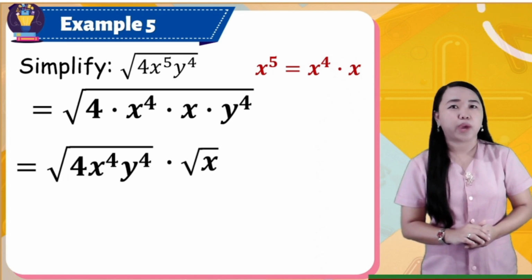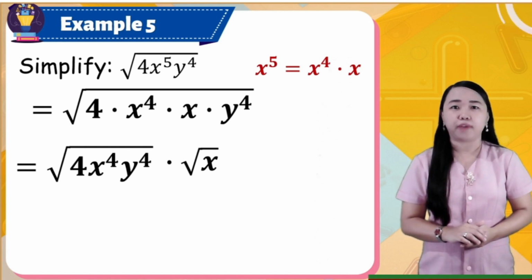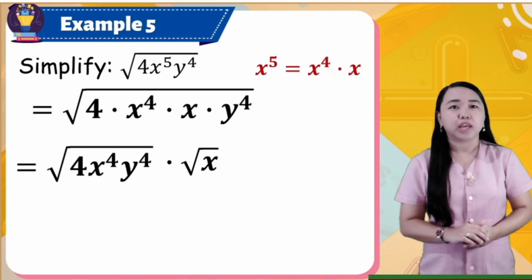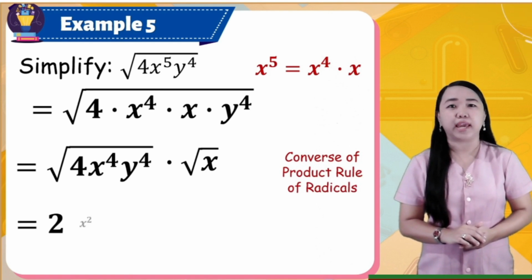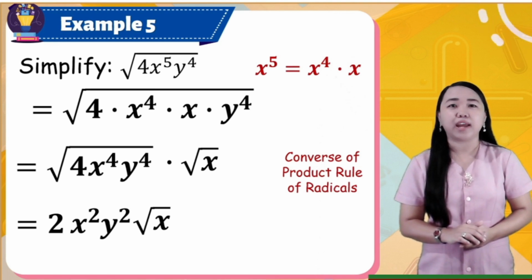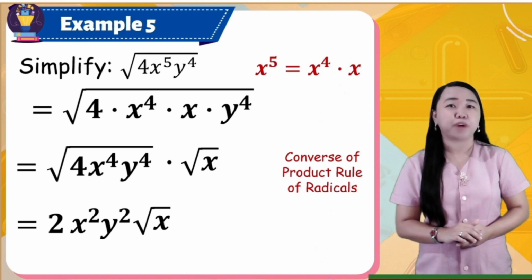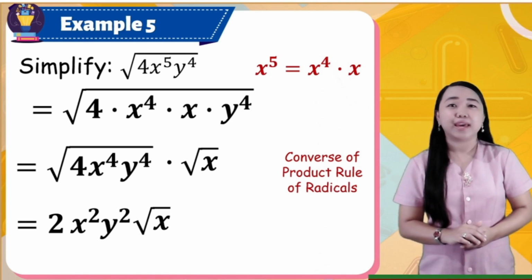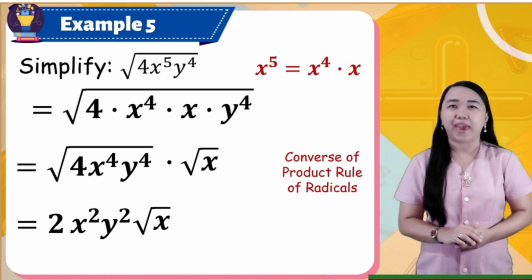It becomes square root of 4x raised to 4 y raised to 4 times square root of x. Get the square root of 4x raised to 4 y raised to 4. Square root of 4 is 2. Square root of x raised to 4 is x squared. And square root of y raised to 4 is y squared. X remains inside the radical since it is not a perfect square and it does not have a perfect square factor. Therefore, the answer is 2x squared y squared square root of x.